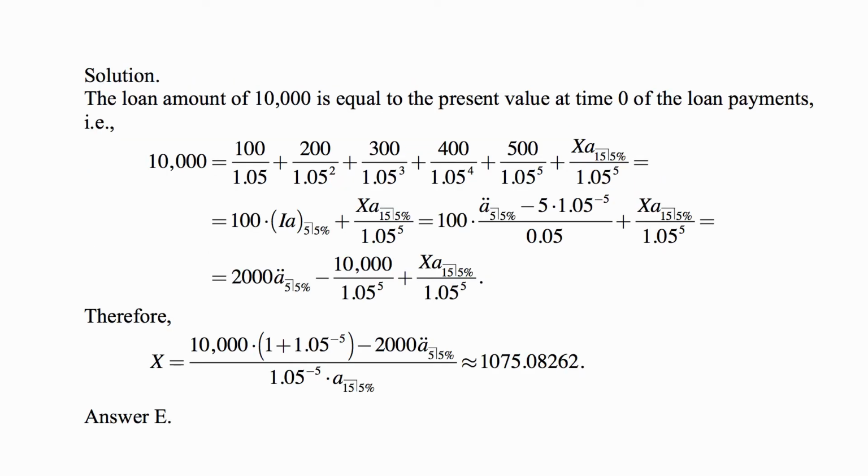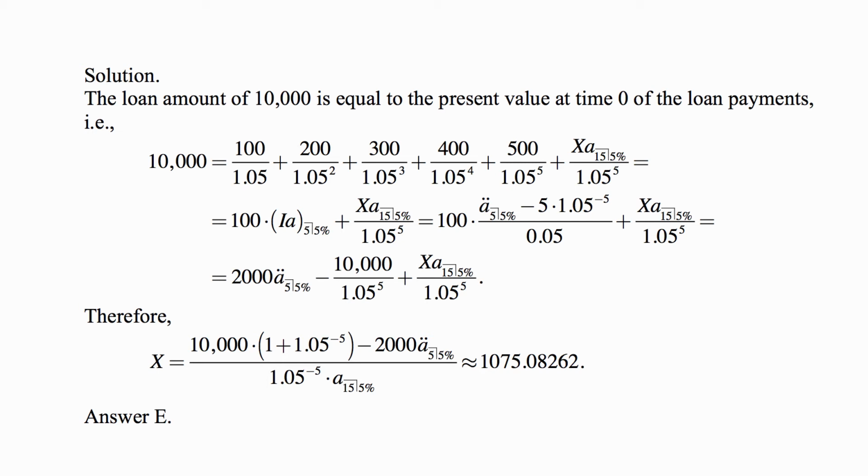So here's the solution. The loan amount is equal to the present value at time 0 of the loan payments. So 10,000 is equal to that 5-year increasing annuity, but not the basic standard unit 1, but 100 times that, plus a level annuity over 15 years, annuity immediate, at 5%, but deferred by 5 years. That's why it's divided by 1.05 to the fifth.